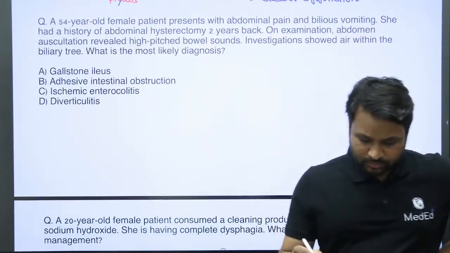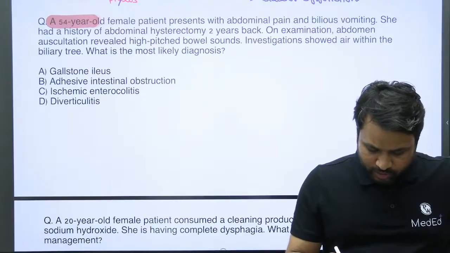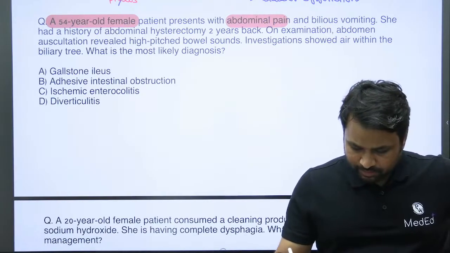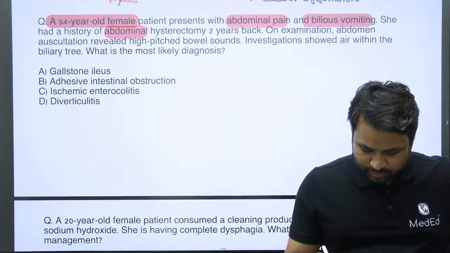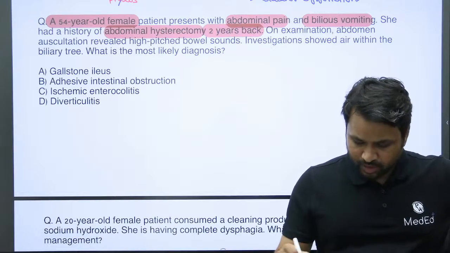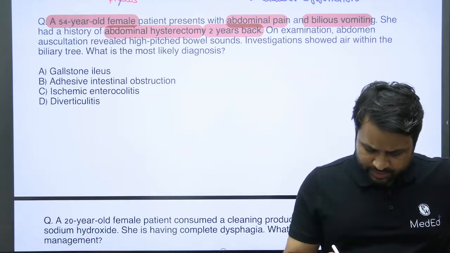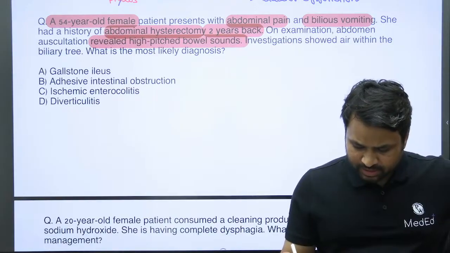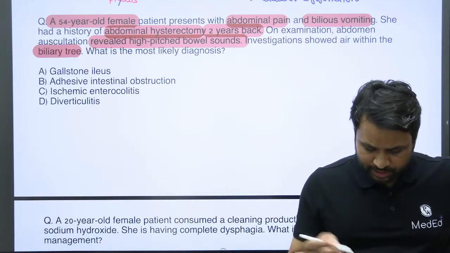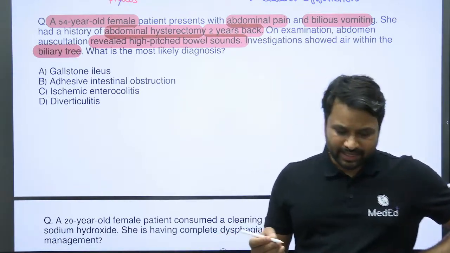Going on to the next one. I have a 54-year-old female who presents with abdominal pain and bilious vomiting. She had a history of abdominal hysterectomy 2 years back. On examination, abdominal auscultation revealed high-pitched bowel sounds. Investigation shows air within the biliary tree. What is the most likely diagnosis?